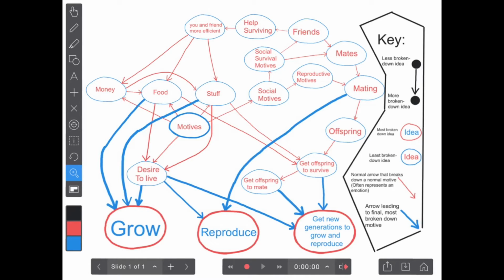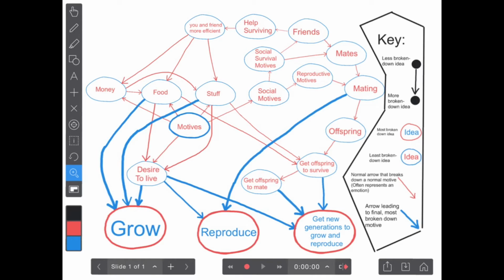Now on to social motives up at the top. The social motives give you social survival motives and reproductive motives. The social survival motives lead to friends, and friends use teamwork and introduce you to people, which also helps you survive. So friends equals more friends, which equals more friends, and that makes you and your friends more efficient. With friends, you can meet mates.